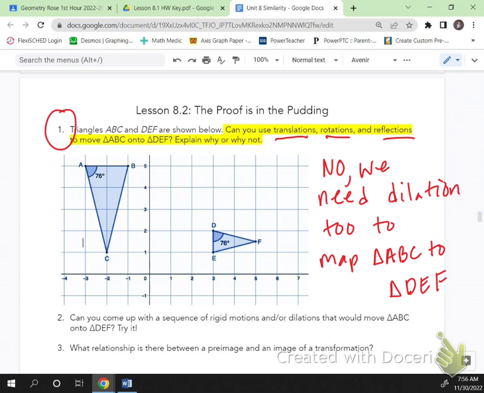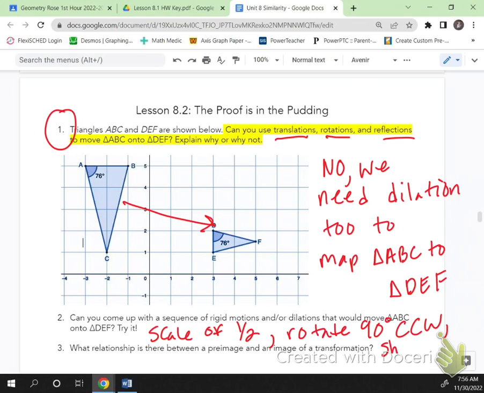So turn and talk with your partner. What do you think? What would the series of steps be? Should we rotate it first? Should we move it first? Should we dilate it first? Turn and talk to your partner, please. So then we'll have a shift or a translation of right 6 and down 4.